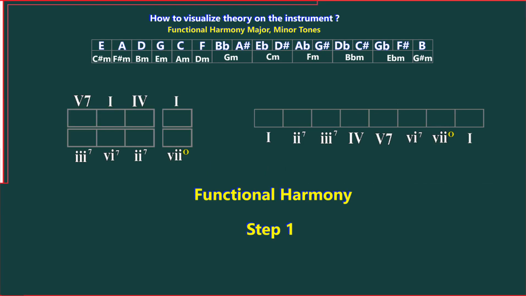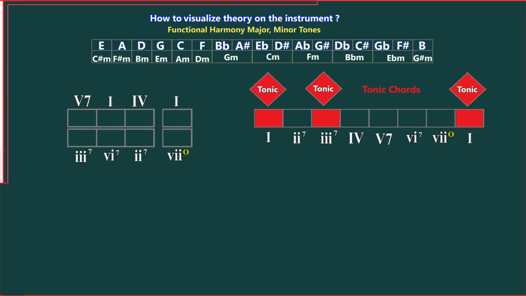Functional harmony, Step 1. Functional harmony is a system of rules that helps you create chord progressions that sound, well, right. At first, it might sound a bit complex, but it's actually pretty straightforward. So let's dive in. Here's a diagram for the scale.